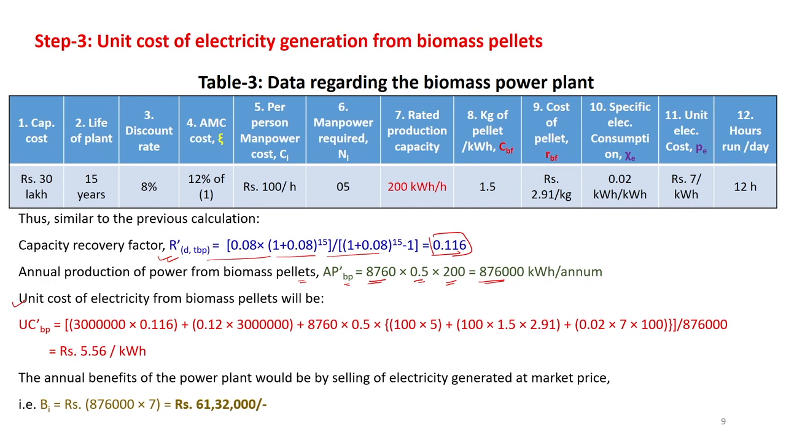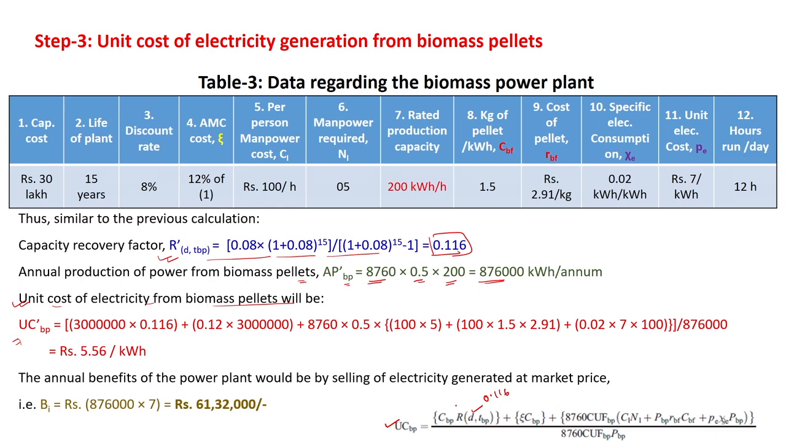Then our intention is to find out the unit cost of electricity from the biomass pellet unit. So we can use the earlier expression which we have defined. So again, I can recall, the expression goes something like this. This part we have calculated, it is about 0.116, and this part is 30 lakhs.